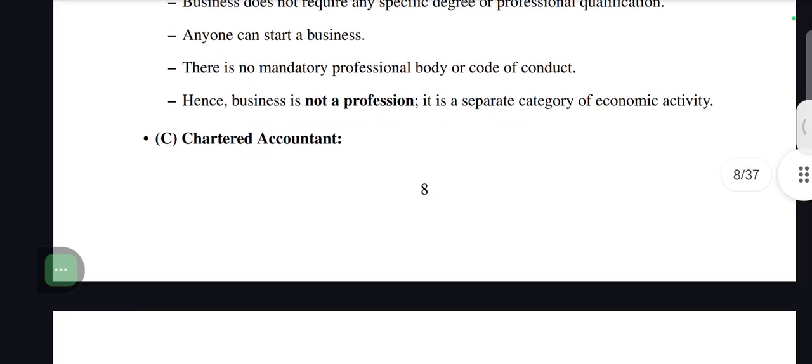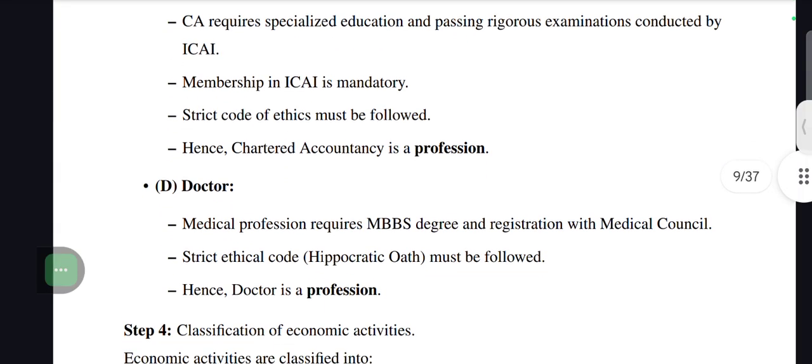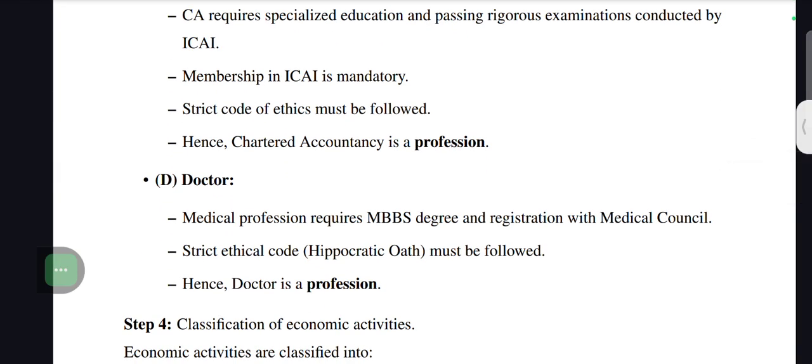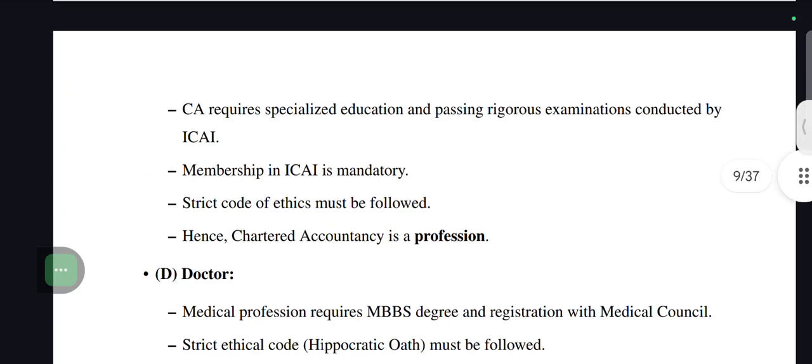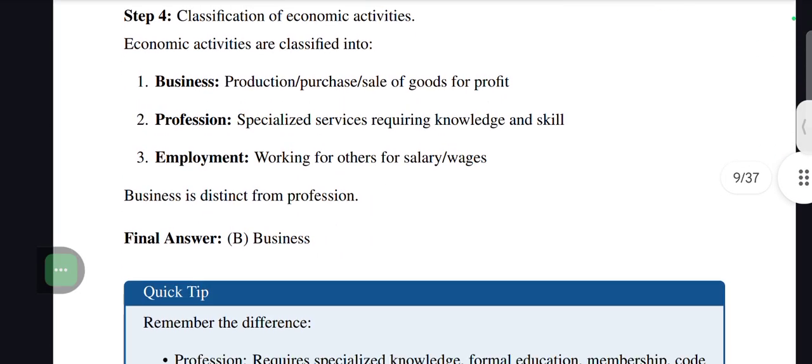engineering is a profession, whereas chartered accountant is also a profession, that is specialized education. You require some specialized education so that you can go to that occupation. You have to pass the rigorous examination that is conducted by ICAI for chartered accountant. For doctor also, you need to complete medical education, then only you can go to that occupation. So that is also a profession. So therefore, business is the correct answer. That is not a profession. Okay. Option B is the correct answer.